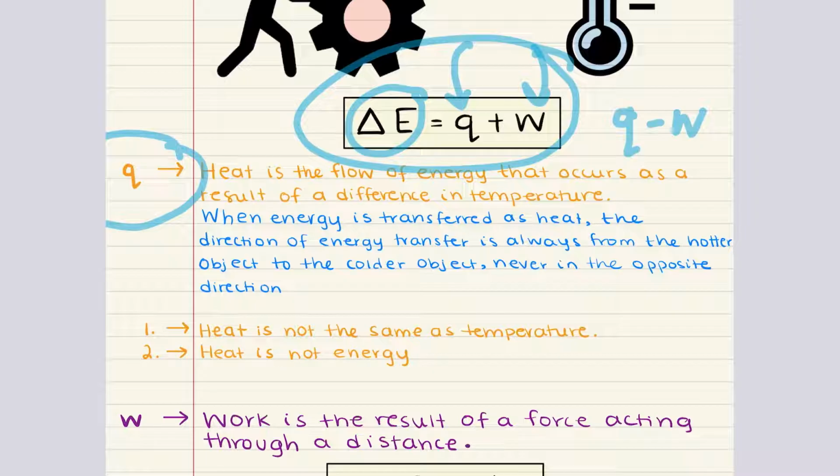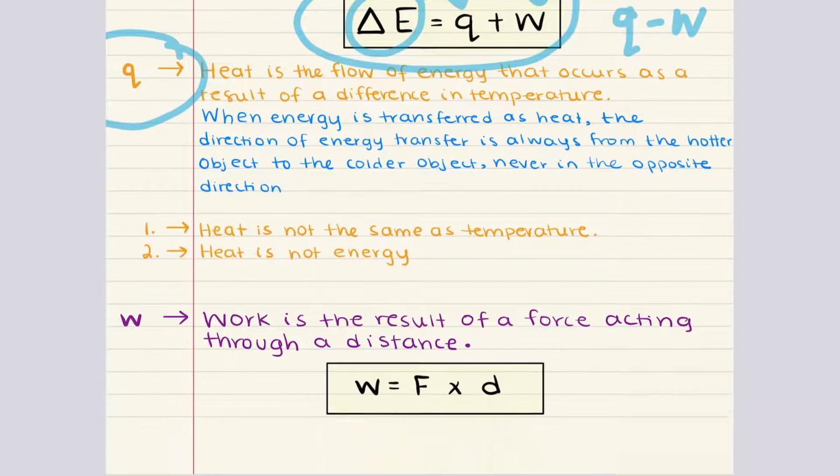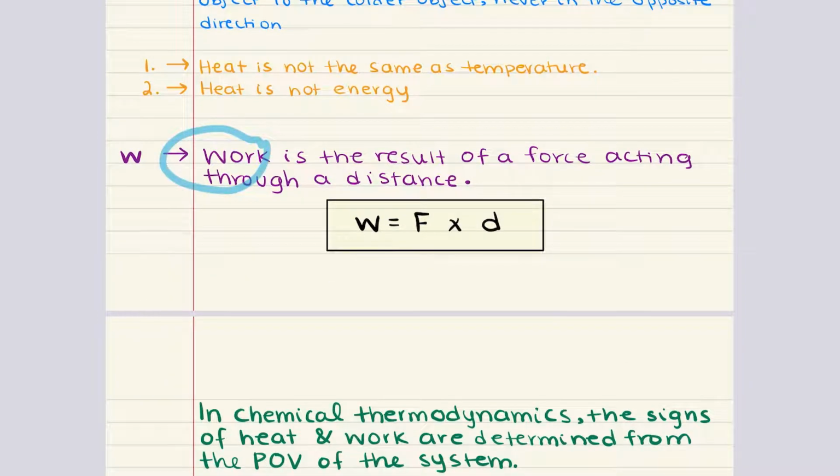Another thing is that heat is not energy. Heat is one of two ways that energy can be transferred. Now, the second way that energy can be transferred is through work. Work is the result of a force acting through a distance. So you can write this using this expression right here. Work is equal to force multiplied by distance.